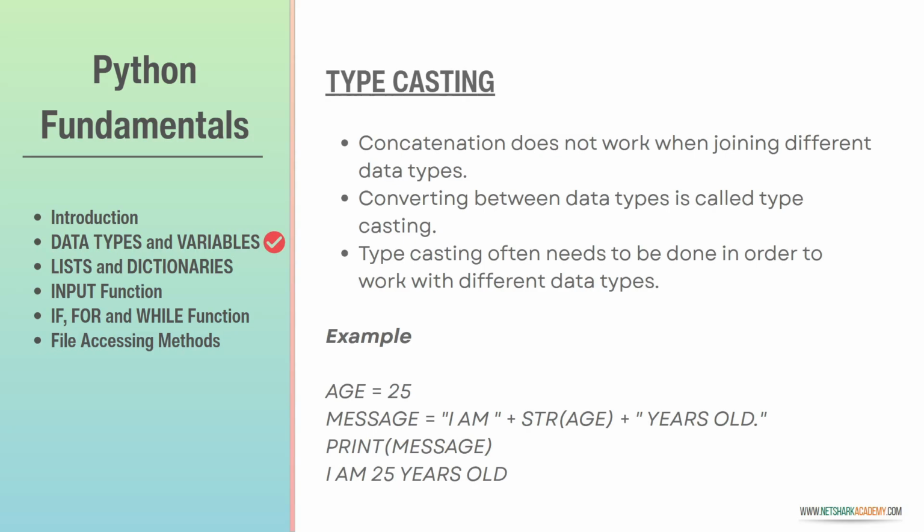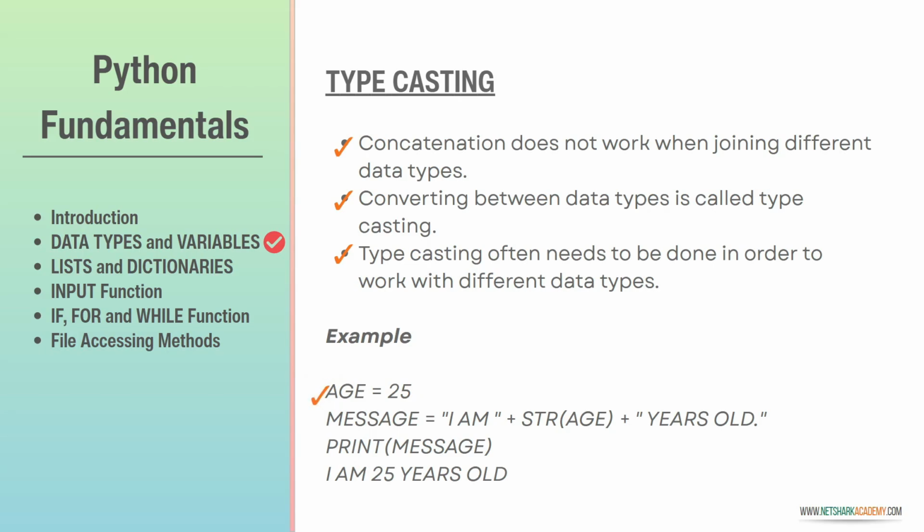Typecasting. Sometimes when you try to concatenate or work with different data types, it won't work directly. For example, you cannot join a string and a number without converting one of them. Both should be of the same data type. Either convert the string to a number or the number to a string. Converting one data type to another is called typecasting. This is often necessary when you want to perform operations between different data types.